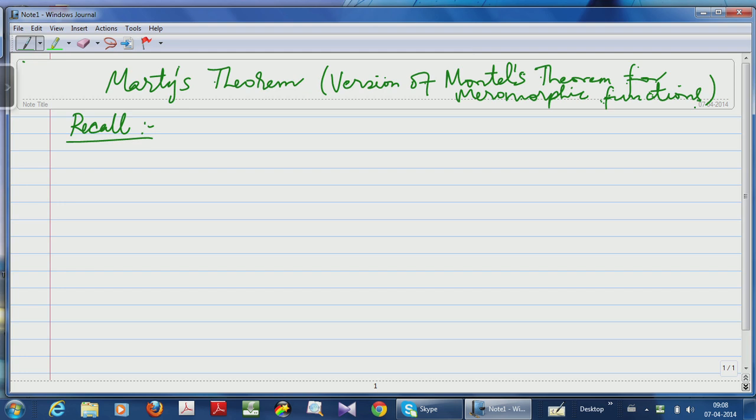Let's recall. The idea is the following. You have D inside the complex plane. It's a domain, an open connected set, non-empty, of course. And you have script F, a family of analytic functions on D. This is a subset of holomorphic functions on D. These are certainly continuous functions on D with complex values.